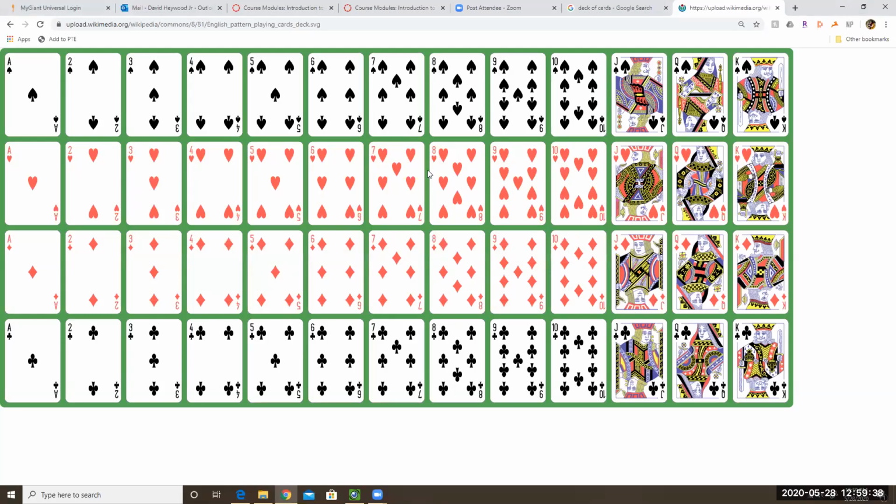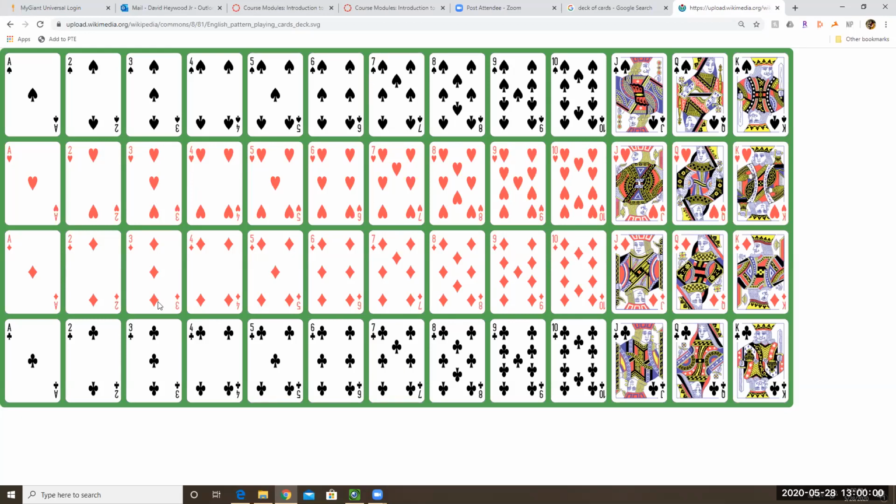So we want the probability that we choose a black card given that we've chosen a 3, 4, 5, 6, or 7. So we're ignoring all of the other cards. We're only looking at these cards right here, the 3s, 4s, 5s, 6s, and 7s. So just ignore all of the rest of them.